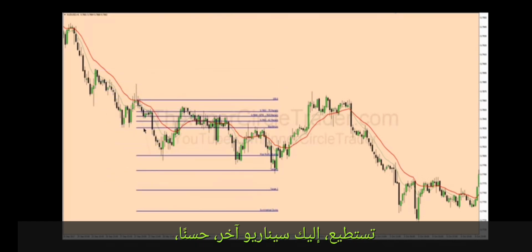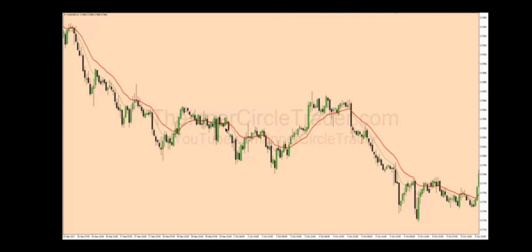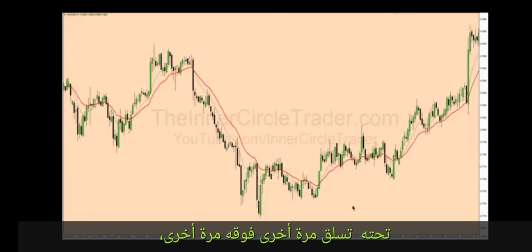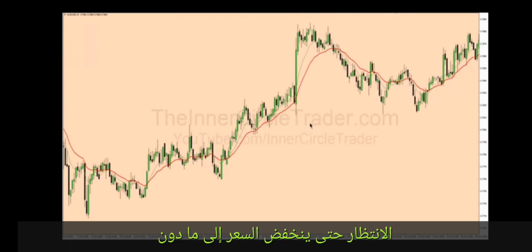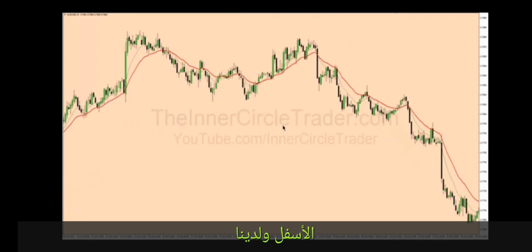Here's another scenario. Okay, nope, can't do it. We're above the red line. And we're above the red line in here, can't do that. Now we're above it for a long period of time, so we can't do anything until we get back below it. Does it here. Price stays below it. We climb back above it. Again, we're in a sell scenario, so we have to wait for price to get below both the red line and see the 10 and 20 period exponentials stacking lower.